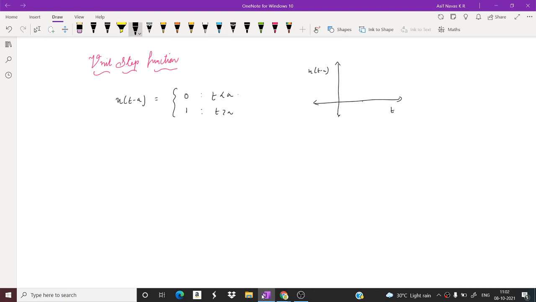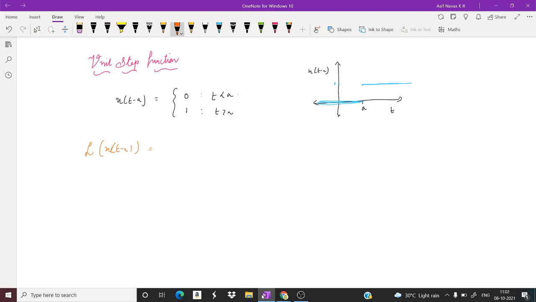So if a, the value of the function is 0 when t is less than a, and it is 1 when t is greater than a. So this is the graph of the function. And first we will find the Laplace transform of this unit step function u of t minus a.